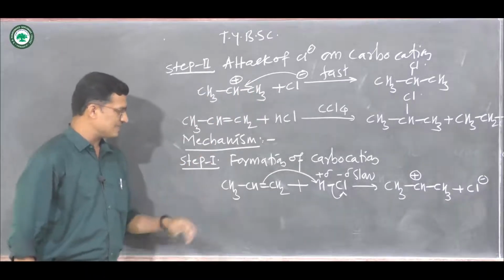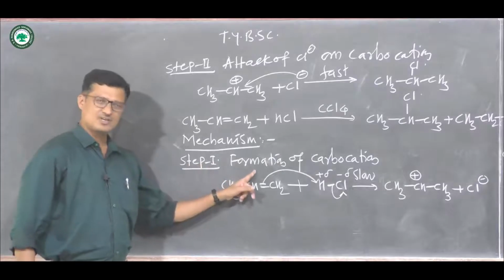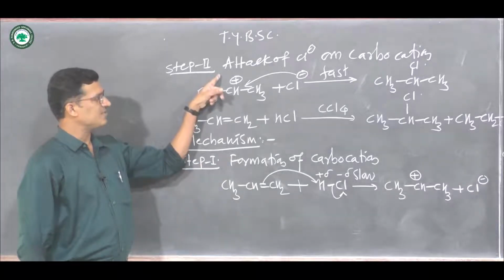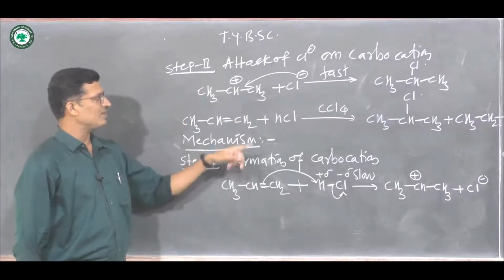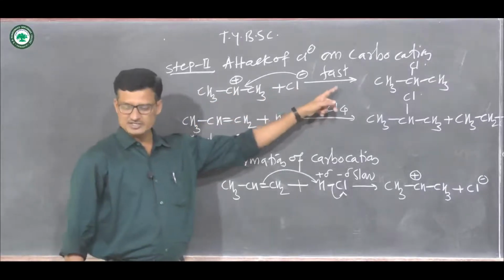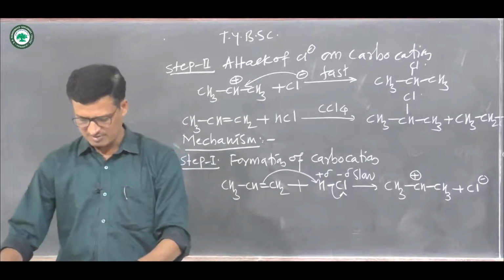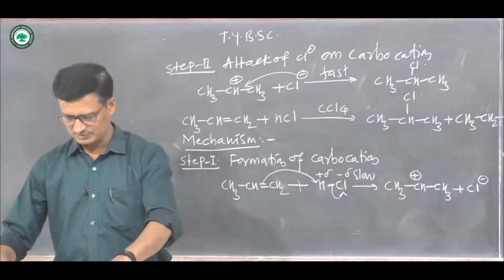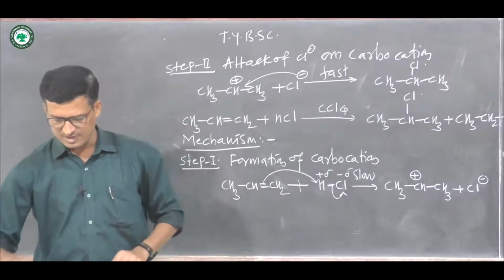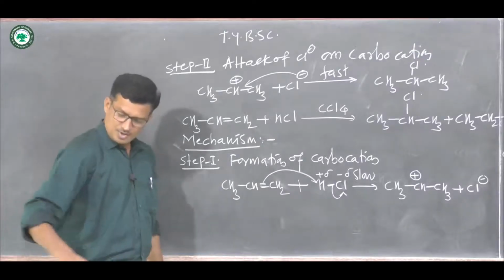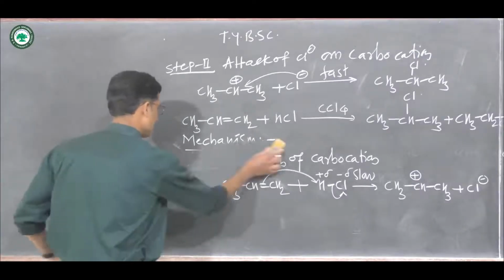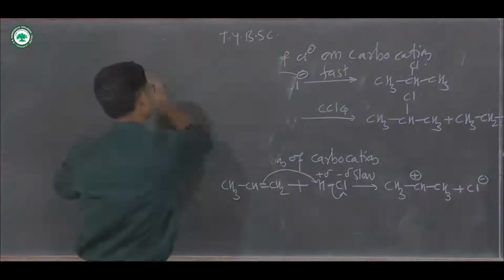So this is a simple mechanism. Step one, carbocation formation. Step two, Cl minus, the nucleophile, attacks the carbocation, and there is formation of a product. So this is a simple example of hydrohalogenation. But let us see some more examples.